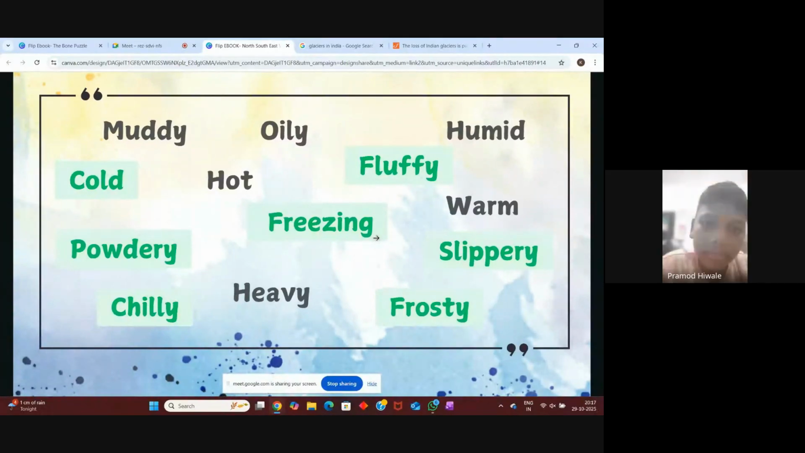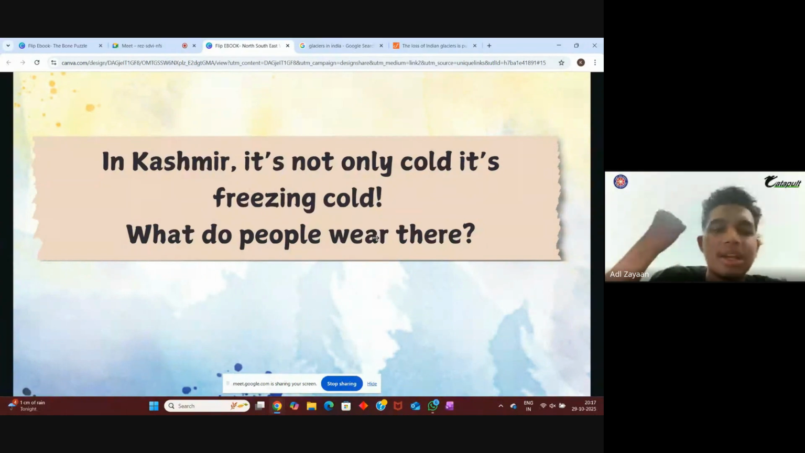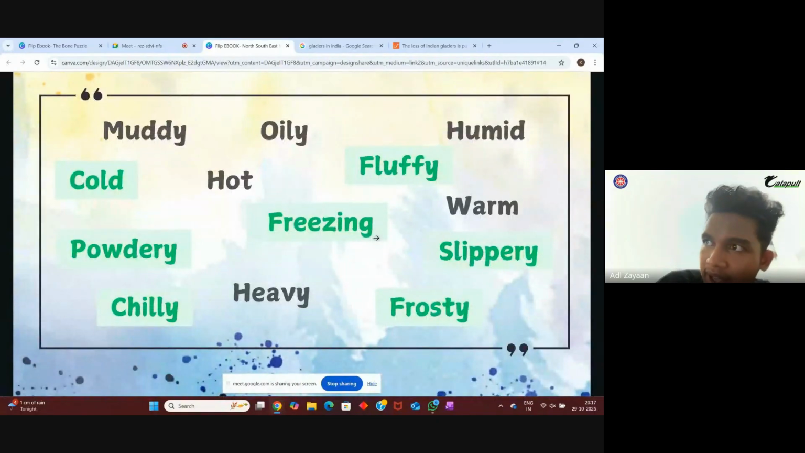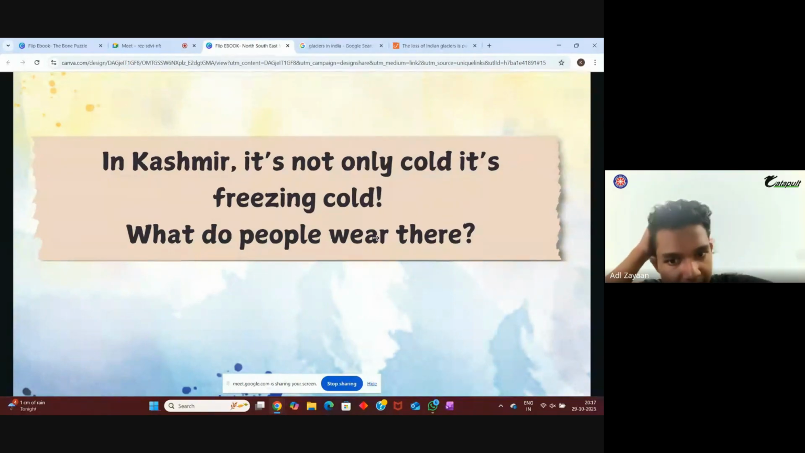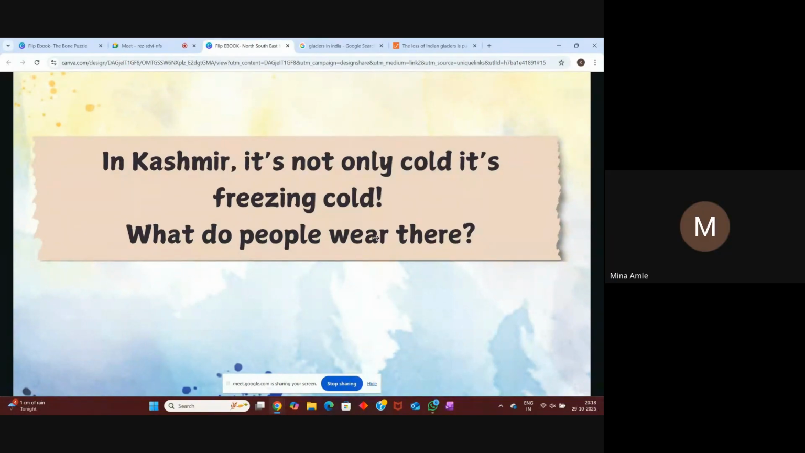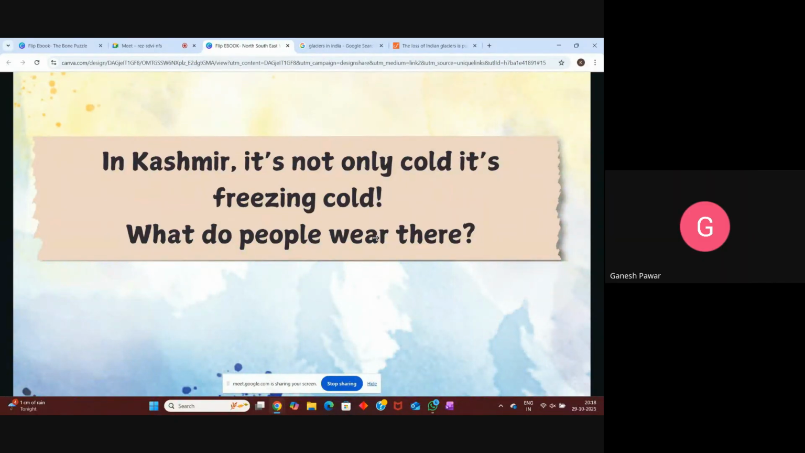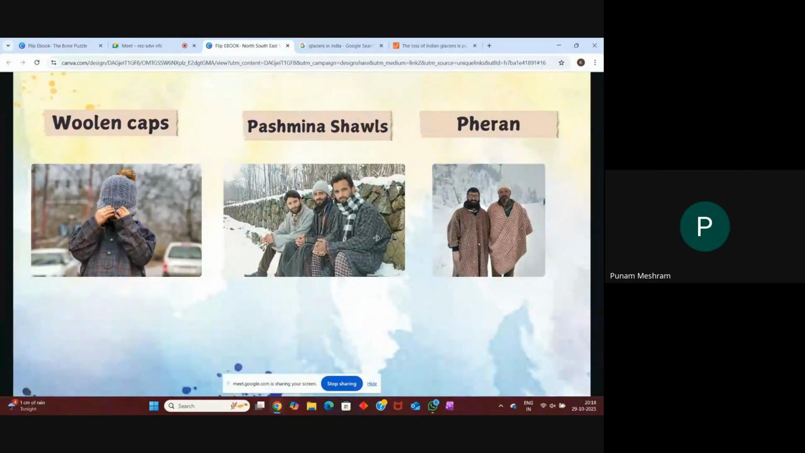Yes. Okay, cool. In Kashmir, sir, it's not only cold, it's freezing cold. Freezing cold, we already discussed. It is freezing, right? What do people wear there? Will they wear the same kind of dress we wear? Normal t-shirts, pants and all? No, sweater. Yeah, sweater, sir.